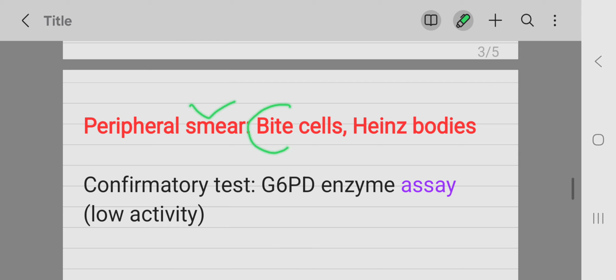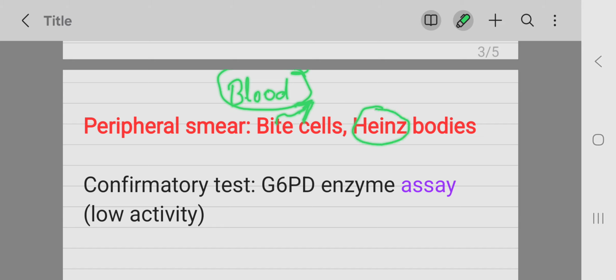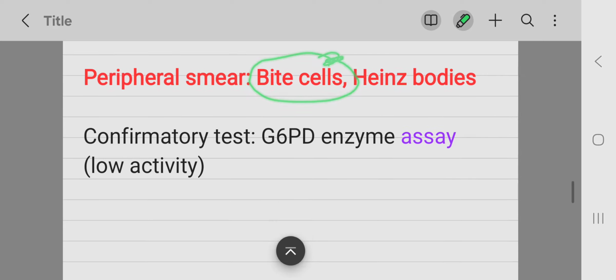Peripheral smear shows us bite cells. Bite cells are cells that, when circulating in the blood, have a bite taken from them by certain macrophages because these cells contain Heinz bodies, and Heinz bodies are actually taken by these macrophages. So bite cells are present on peripheral smear.